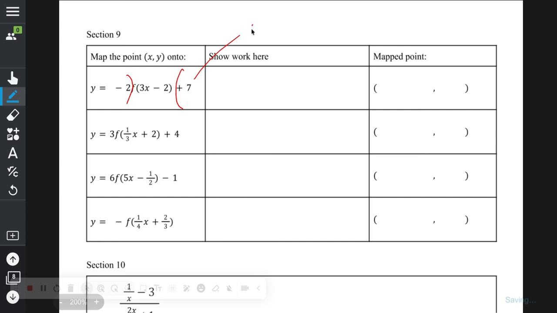That outside affects the y, and so the mapped point, I don't know from here, negative 2y, because y and f of x are the same thing, plus 7. That's what is happening with the y value. But the inside of this function is here.